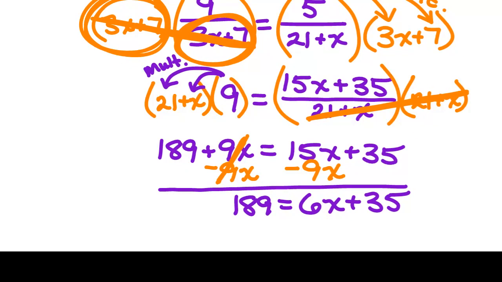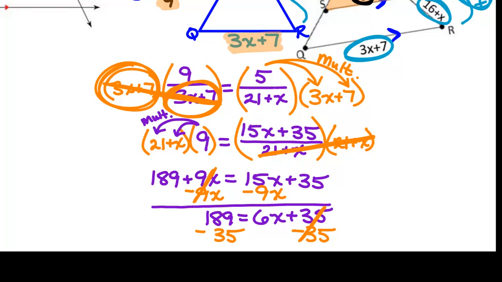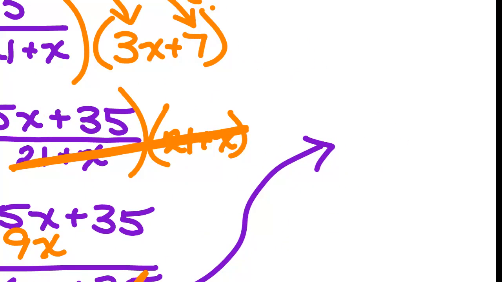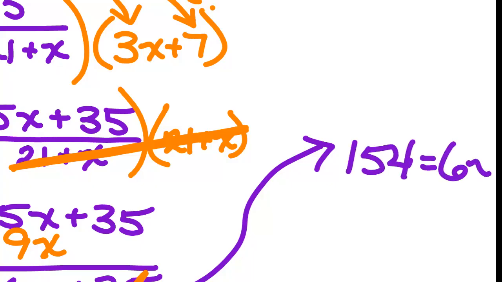I want the x's all alone on one side, so I'm going to subtract 35 from both sides. Cancels out over here on the right. Got to bring my work over here now. What is 189 minus 35? 154 equals 6x. And then the last thing I have to do is divide both sides by 6.